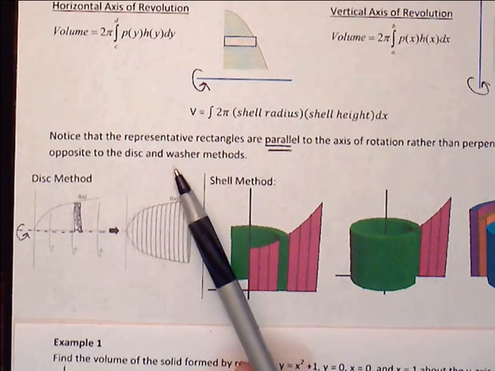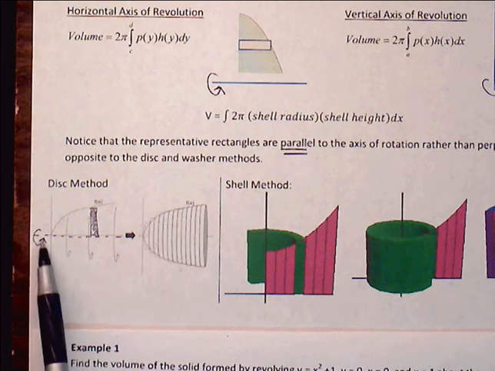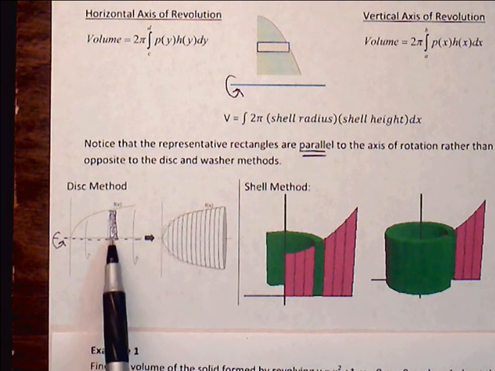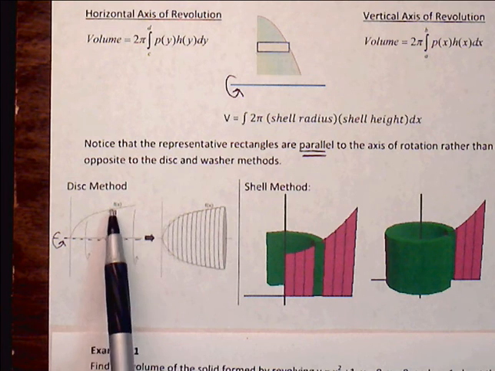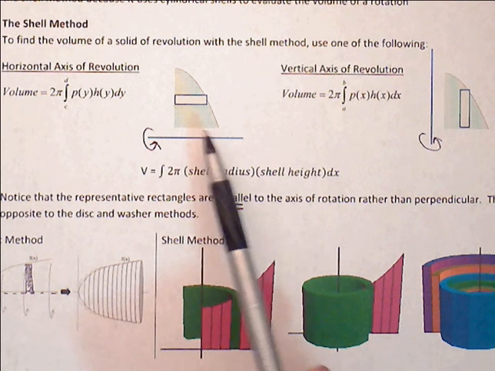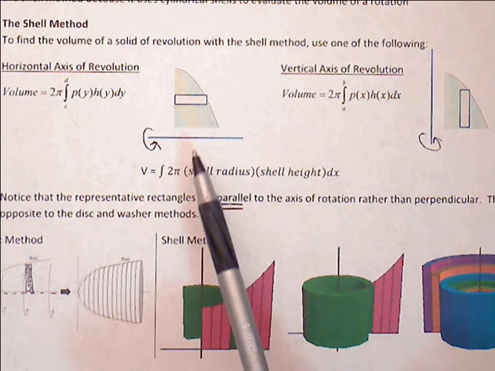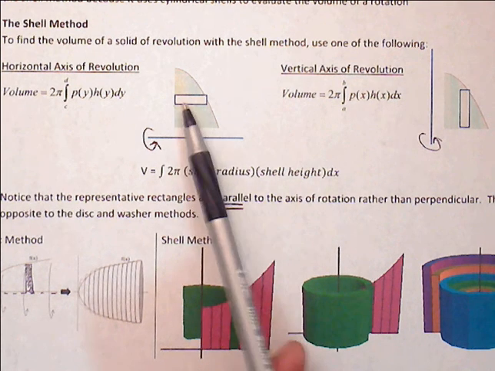Just to recall, when we're doing the disk method or washer method, if our axis of revolution was horizontal, then we always made our representative rectangles perpendicular, right? Now with the shell method, we're always going to be parallel to the axis of revolution. We're going to be, in a sense, layering or wrapping ourselves around the axis of revolution in a different manner.